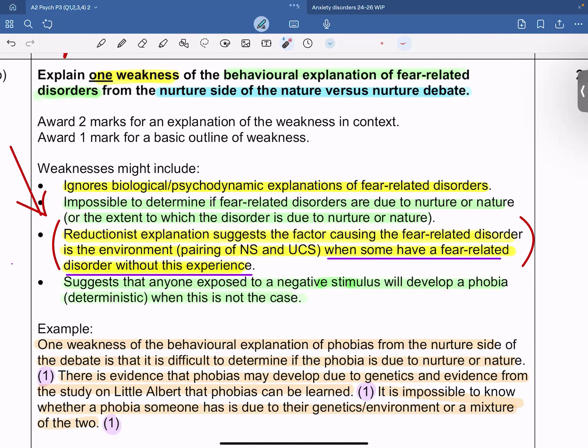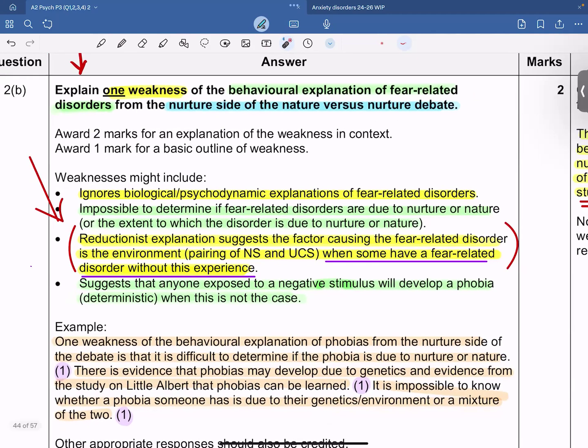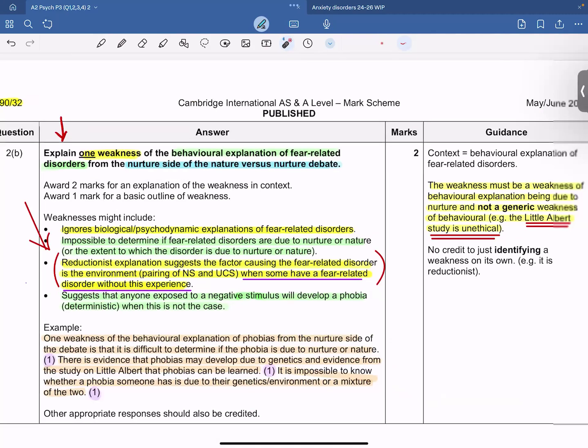Just in case you require extra help, make sure you let me know and I'd inshallah facilitate you accordingly. Having a quick look, one weakness of the behavioral explanation of phobias from the nurture side of the debate is that it is difficult to determine if the phobia is due to nurture or nature. There is evidence that phobia may develop due to genetics and evidence from the study on Little Albert that phobia can be learned. It is impossible to know whether a phobia someone has is due to their genetics or environment or a mixture of the two. So this could possibly be used as an example as well. And I hope this was helpful.